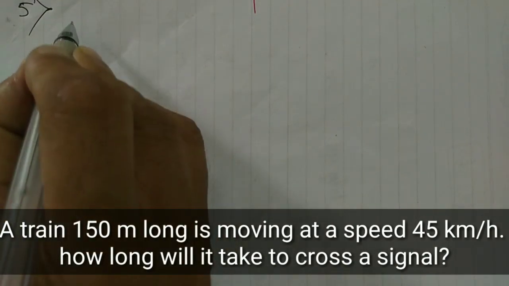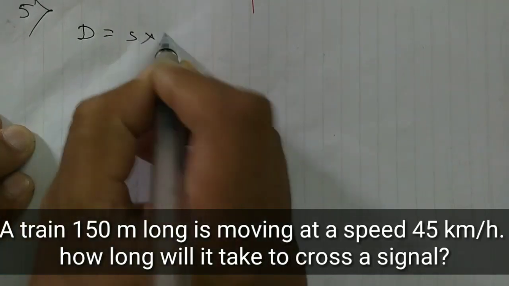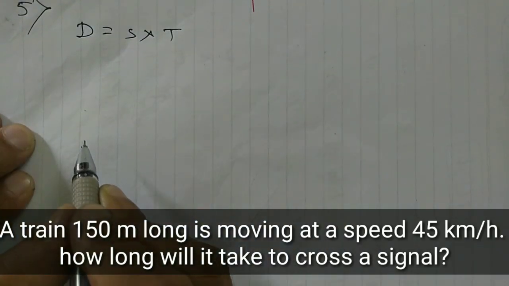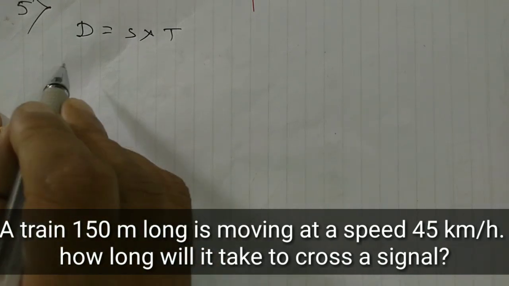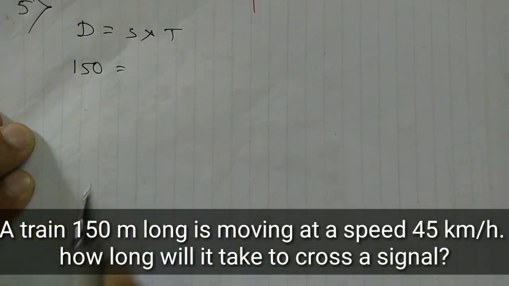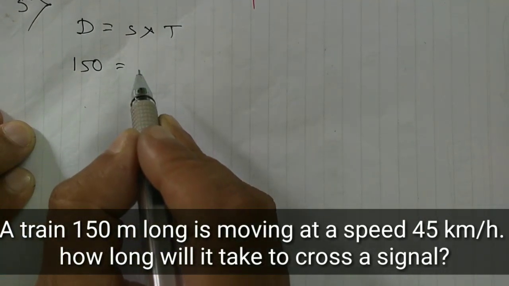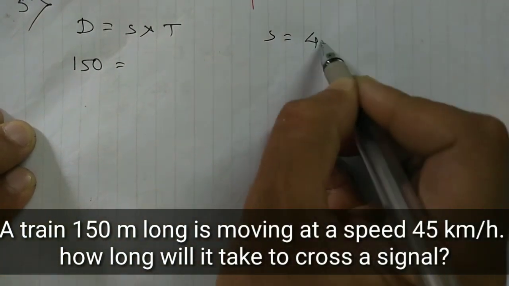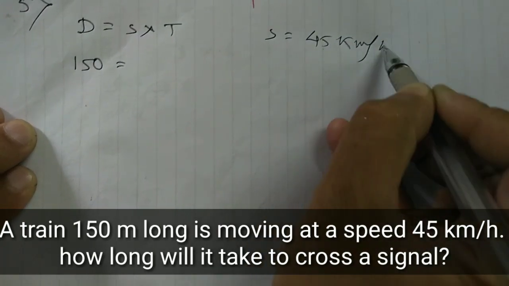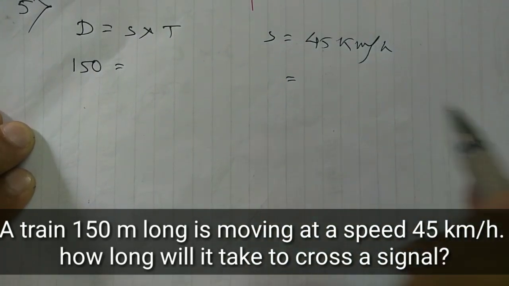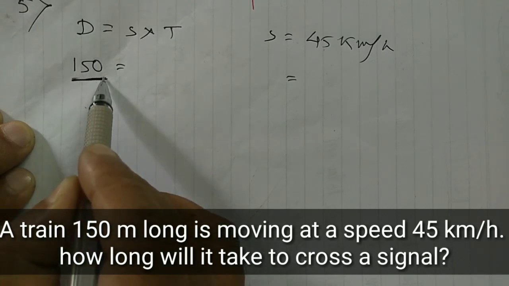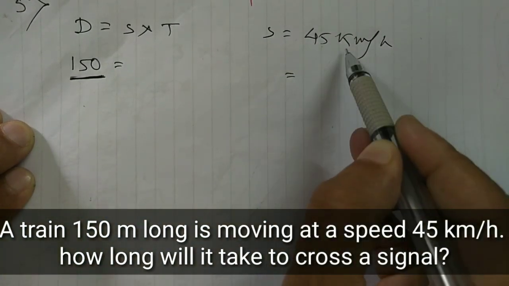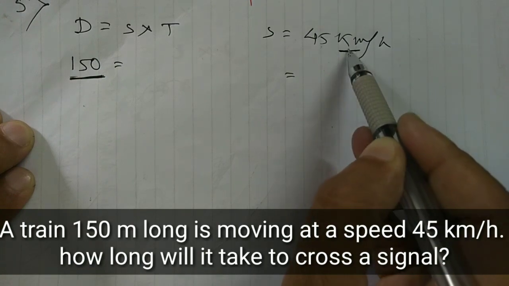So let us write the formula first. Distance equal to speed into time. What is the distance here? Distance is the length of the train, that is 150 meter. So write 150, and speed is 45 km per hour. But the problem is that distance is in meter, but this is 45 kilometers, so we need to change it.